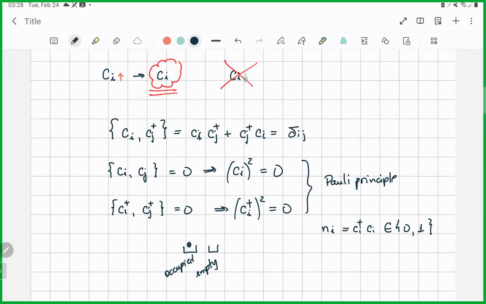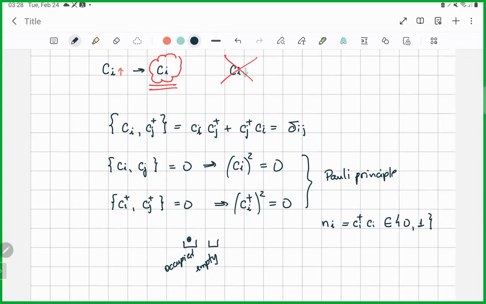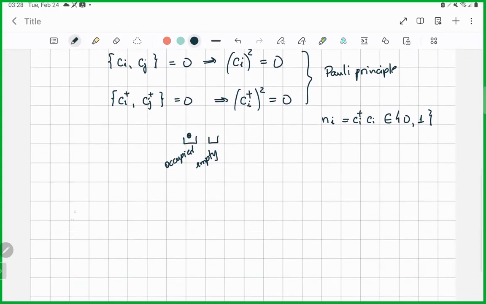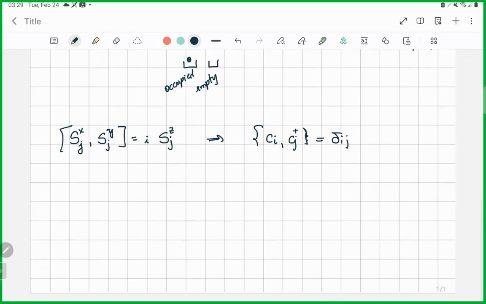All right, so let's go for the transformation that will allow us to move from this language of spins and these commutators that we had for spins, into the language of fermions with these anti-commutators for fermions. How can we do this map? Well, this is the transformation.